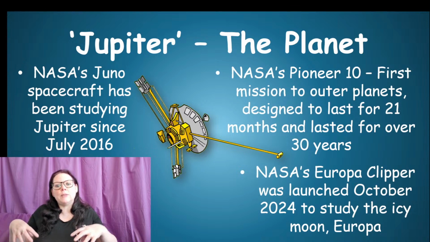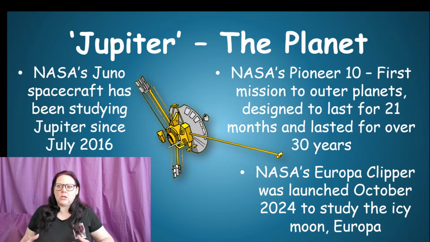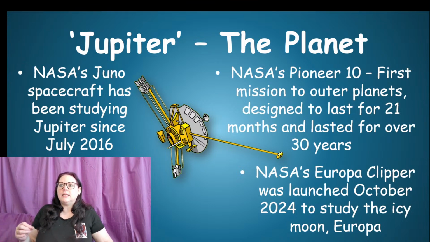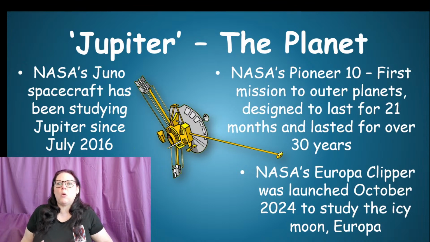So as I said, they're not going to be able to land on the planet, but they are going to be able to explore it in other ways. NASA's Pioneer 10 was the very first mission that went to the outer planets. It was designed to last for 21 months, and it lasted for more than 30 years. And it sent its last signal to Earth in January 2003 from a distance of 7.6 billion miles away.